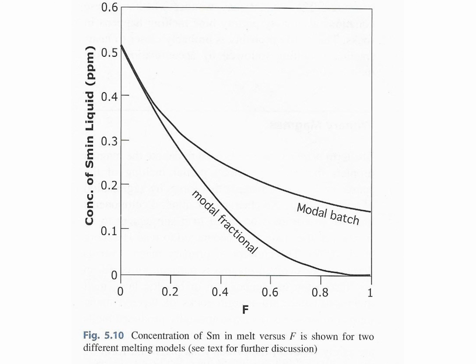So what we have here is the concentration in the solid and in the liquid in ppm, versus F, that is the melt fraction, shown for two different melting models. We have here a modal fraction and we have here a modal batch. That is now not important for our class.